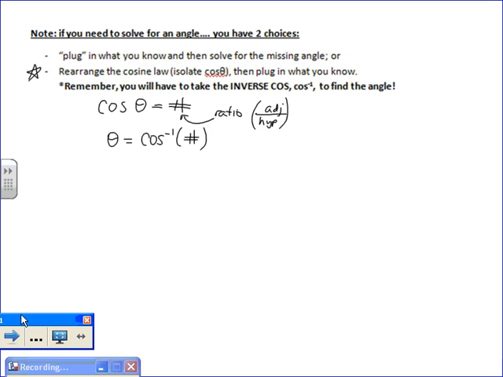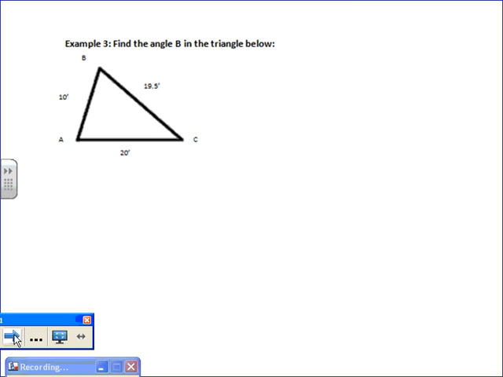So you aren't going to be having an angle that's less than 1 degree. That is not something rational that we'll see. Okay, that would be an extremely small angle. So that should be a little bit of a common sense indicator to you that you have to do one more step. You have to take the inverse cos. Let's try this last one here.